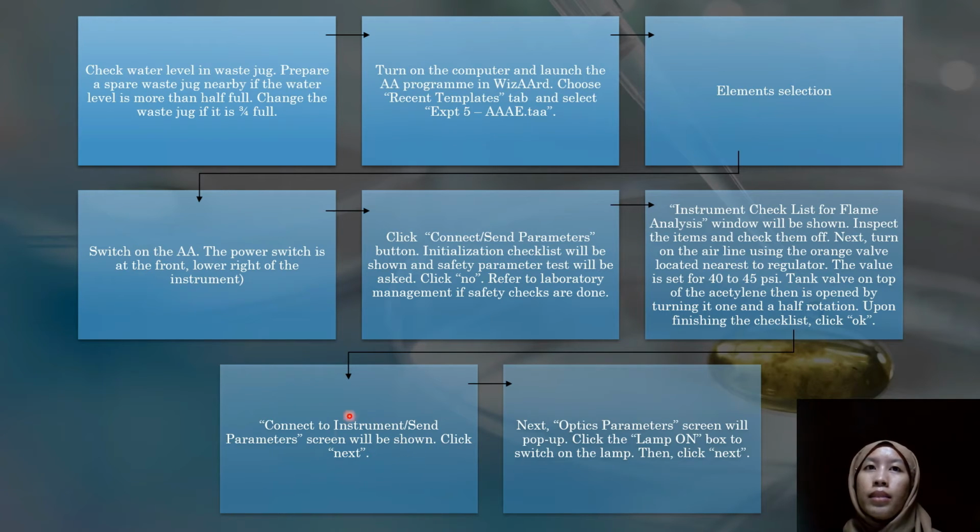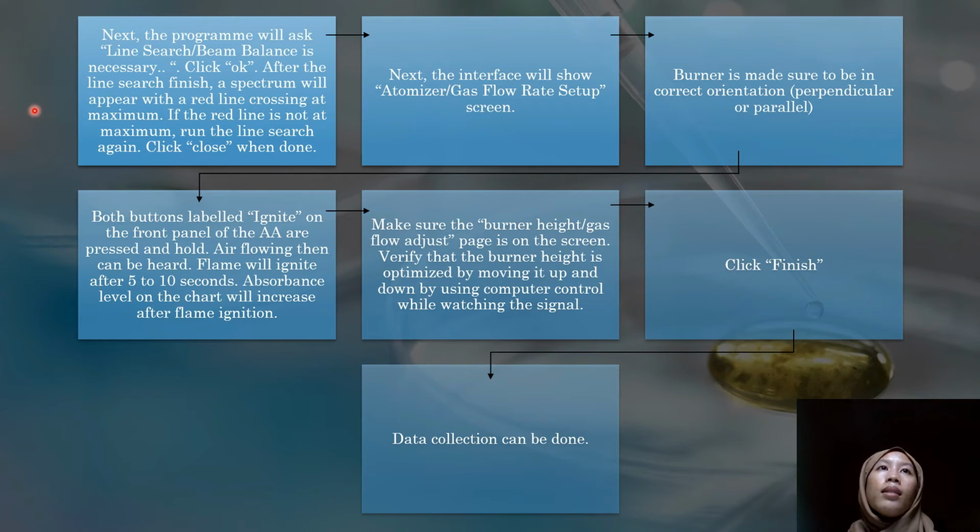Click Next for this screen, and then you will see the optic parameter screen. Click on the lamp on box to switch on the lamp, and then click Next. And then the program will ask you if line search or beam balance is necessary. For this ask box, you click OK. After the line search has finished, a spectrum will appear with a red line crossing at the maximum. If you see the red line is not at maximum, run the line search once again. Click Close when it's done.